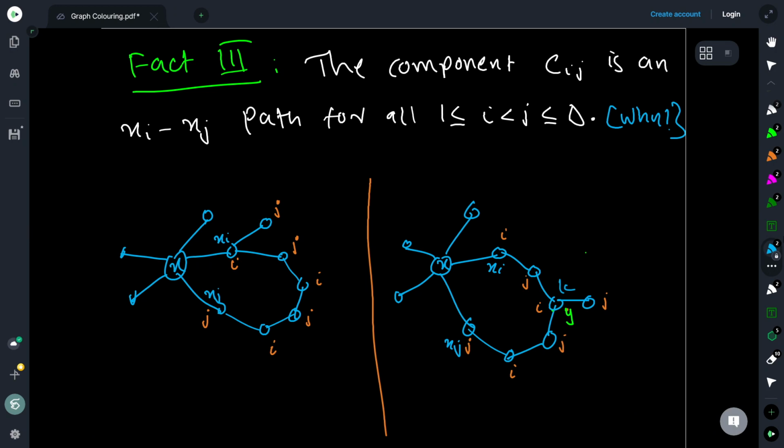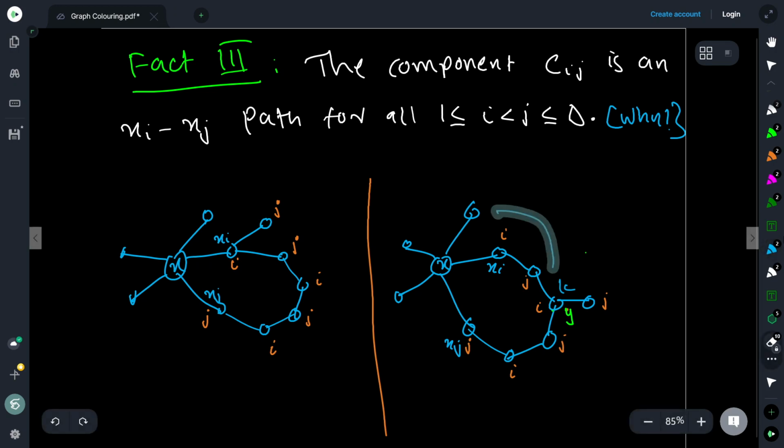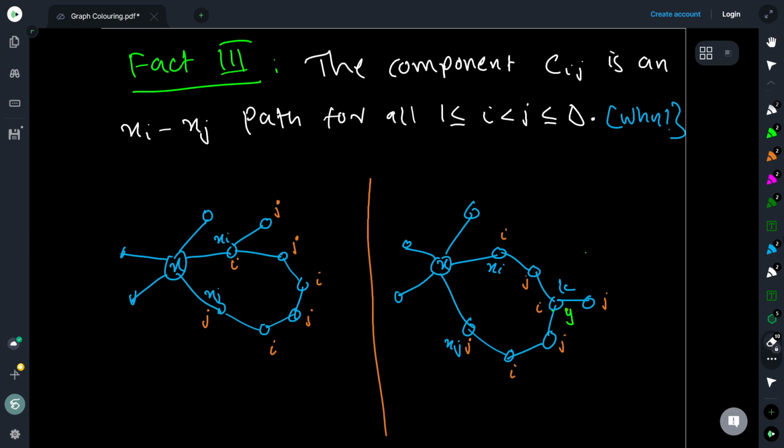Then the component containing xi and xj will get disconnected, right? Suddenly it will get disconnected because this is the first vertex of degree larger than this. This part will definitely get disconnected from this part. So therefore, I know that this cannot happen, and hence the only component can be a path. Directly a path, there's nothing else possible. So the component containing xi and xj is just a path from xi to xj.